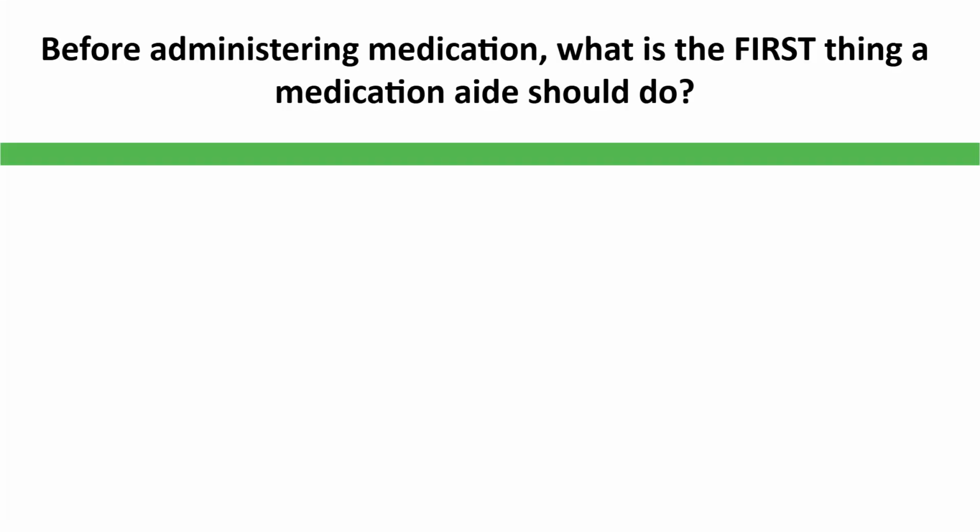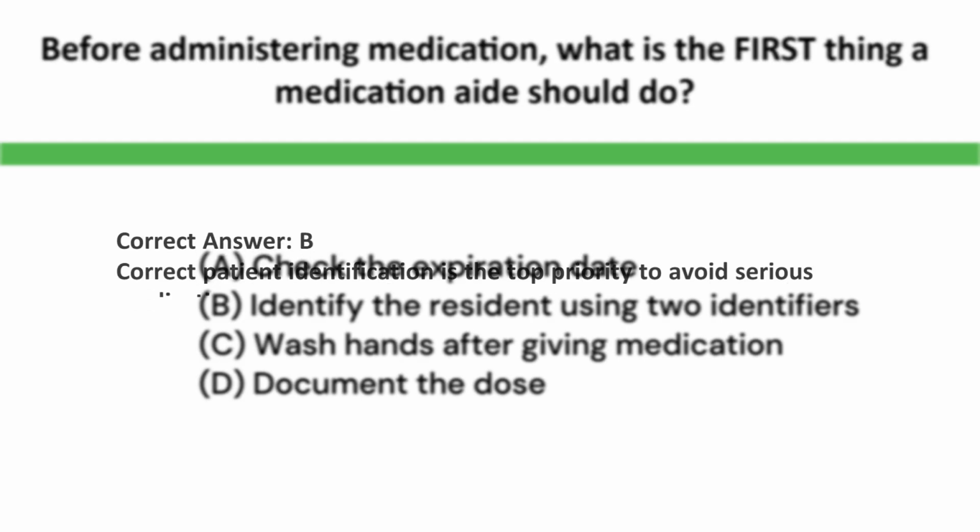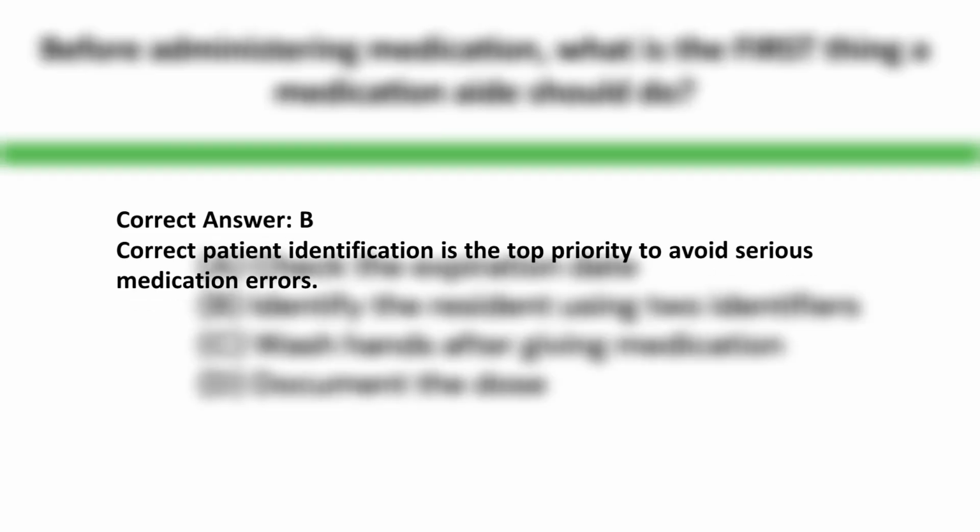Question number 3. Now, pay attention to this question. Before administering medication, what is the first thing a medication aide should do? These are the options. A. Check the expiration date. B. Identify the resident using 2 identifiers. C. Wash hands after giving medication. D. Document the dose. Correct answer, B. Correct patient identification is the top priority to avoid serious medication errors.